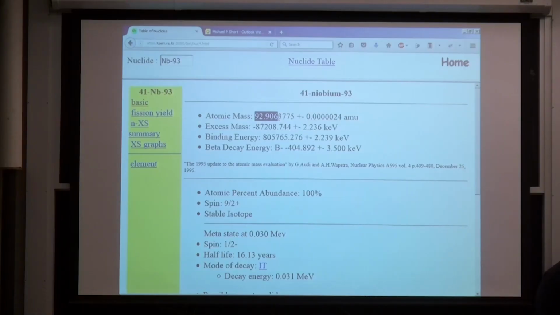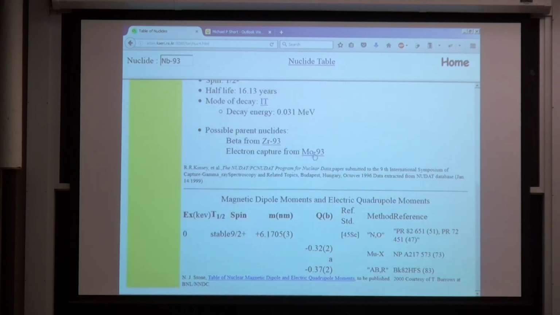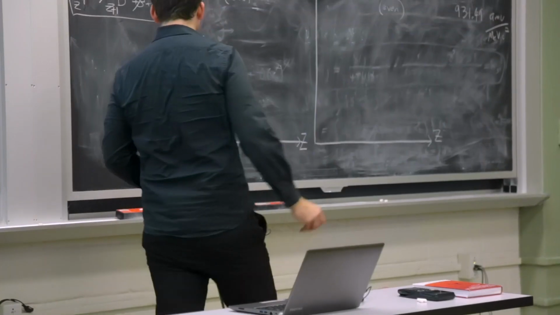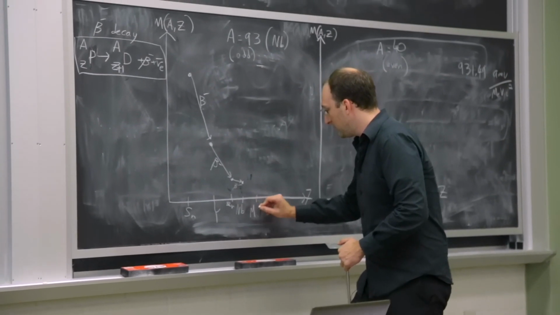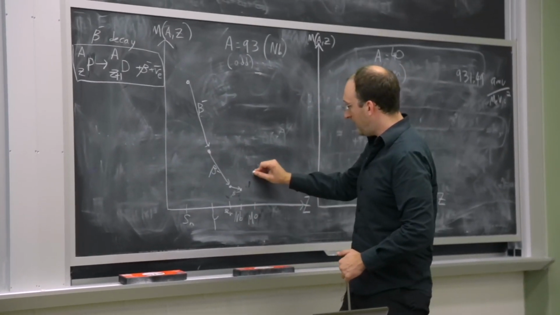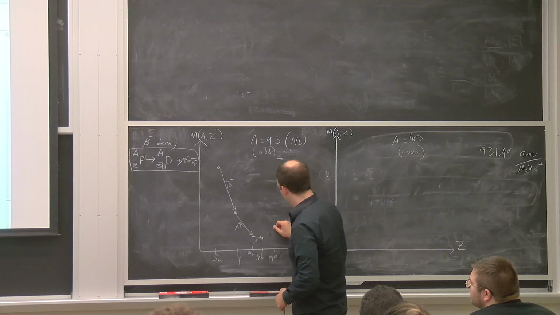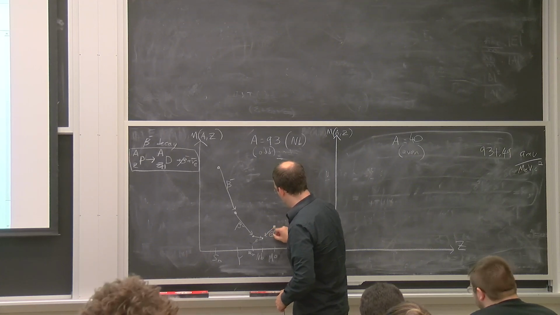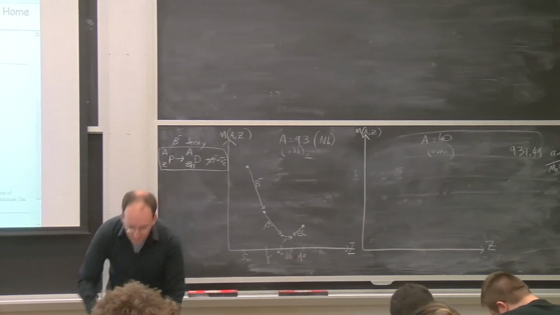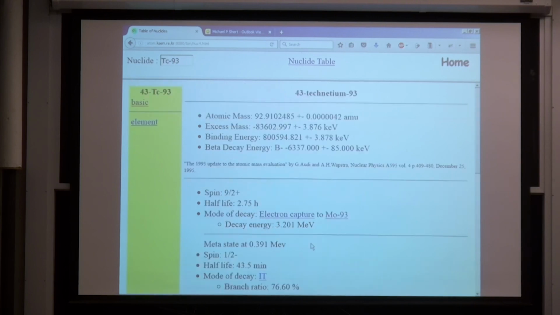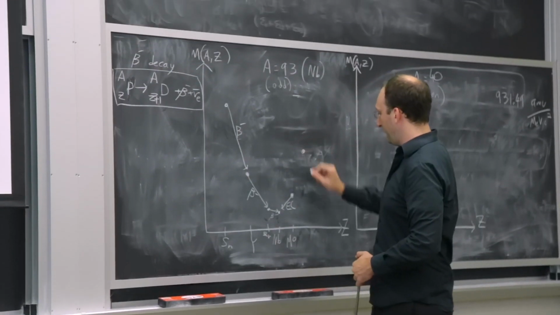So let's go now in the other direction, in the positron direction. Niobium can also be made by electron capture from molybdenum. So let's put molybdenum right here. Let's say that around half an MeV, or what do we have here? It was like half an MeV, like that. And let's see, molybdenum-93 could have been made by electron capture from technetium-93 with an energy of 3.201 MeV, even more extreme.